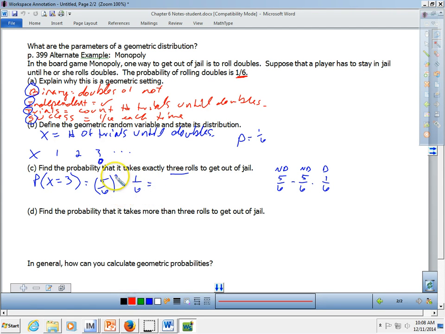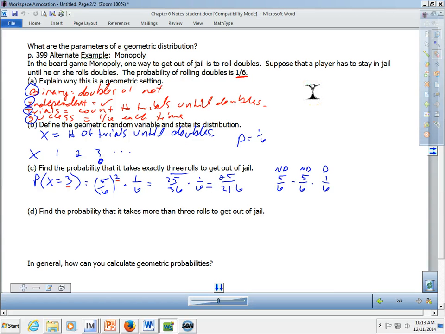And pay a little bit of attention to this exponent and this number. See if you can see a pattern here. But so 5/6 squared turns into 25 over 36 times 1 over 6. This becomes 25 over 216. And you can divide that out. Okay?